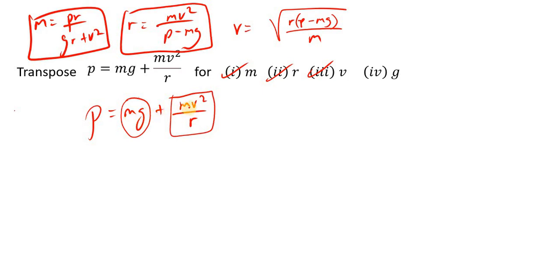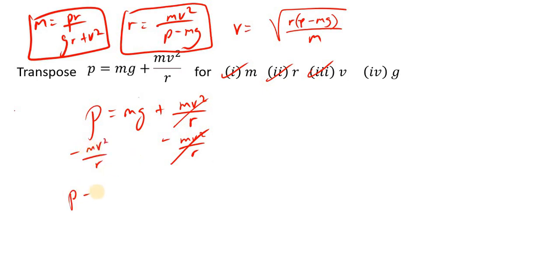So we want to get rid of this mv squared over r. To get rid of mv squared over r, we recognize it's connected to mg by addition. And so to get rid of it, we use what? Subtraction, correct. So we're going to subtract the fraction itself. Okay, let's see what happens there. So we're going to subtract mv squared over r from the original quantity mv squared over r. Cancel. And we do that to both sides. And so we have p minus mv squared over r, p minus this quantity, which is a fraction, equals to what? Mg.